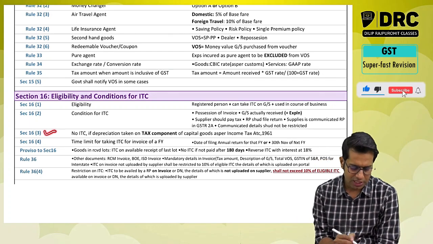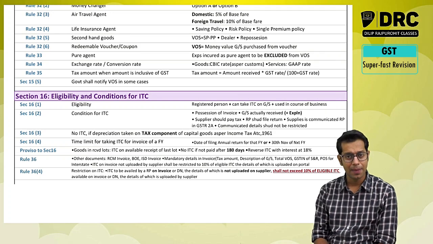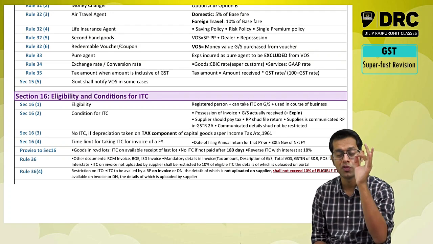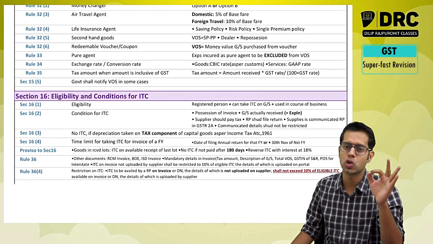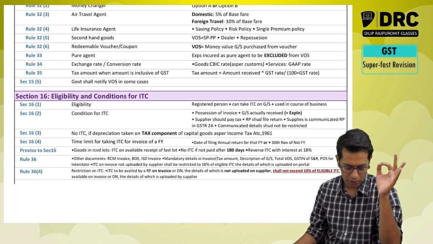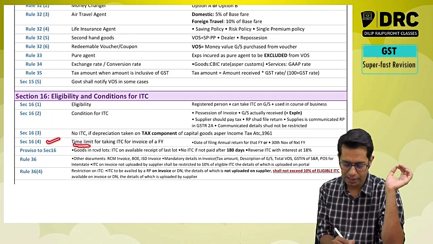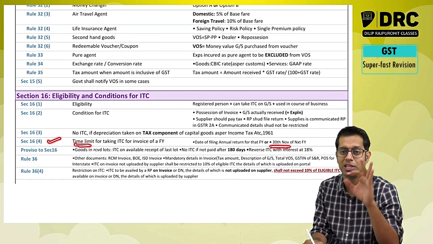Then section 16 subsection 3, in respect of capital goods, input tax credit can be taken by you, but you will not be allowed to take input tax credit on capital goods if you are capitalizing the tax component of capital goods. Section 16 subsection 4, the last date for taking input tax credit is the date of filing annual return or 30th November of next financial year, whichever is earlier.